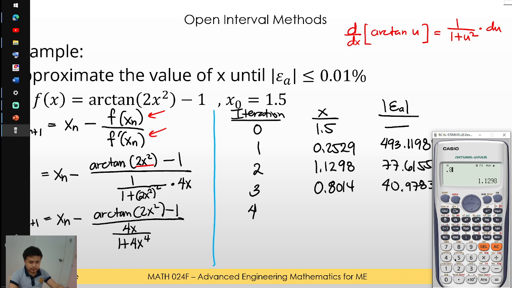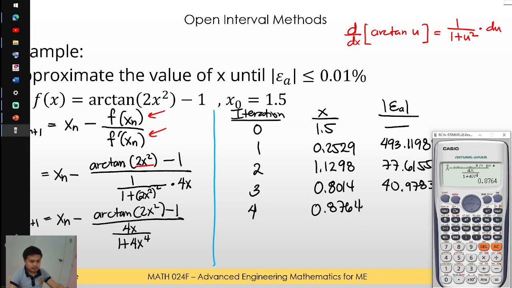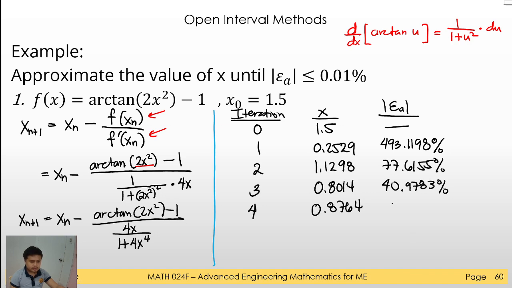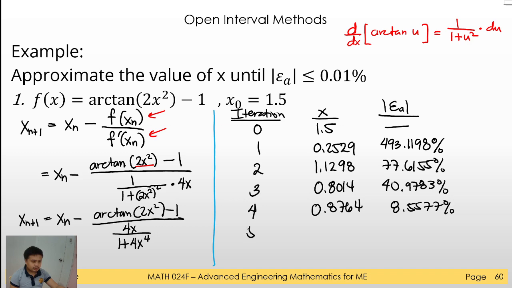For the next iteration, let's do this again. Calc 0.8014, so we get 0.8764. And then calculate the relative error. The present is now 0.8764 and the previous is 0.8014. So we're getting closer and closer. This is a smaller number, 8.5577%. And then calc again with 0.8764, so we have 0.8824.